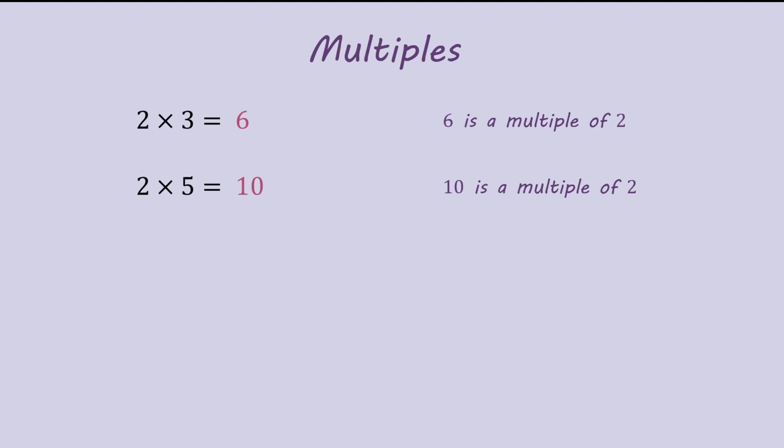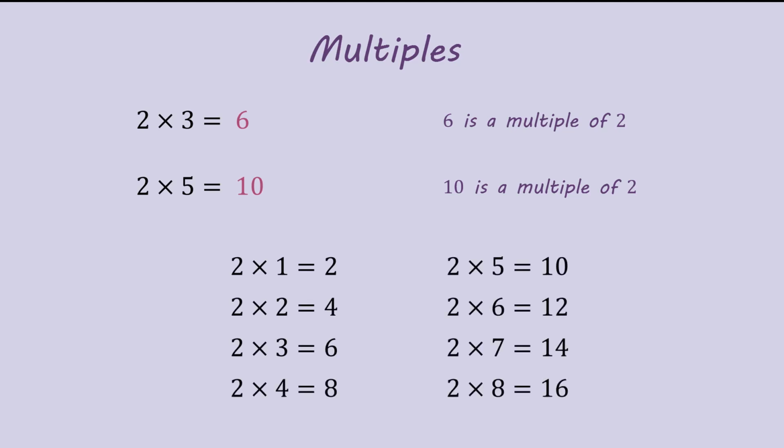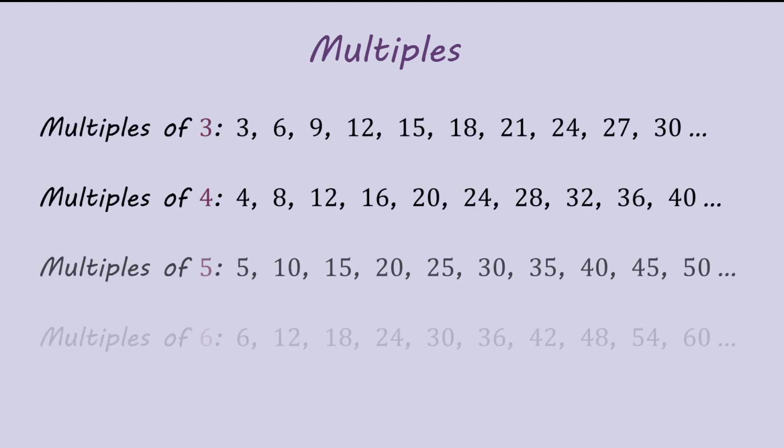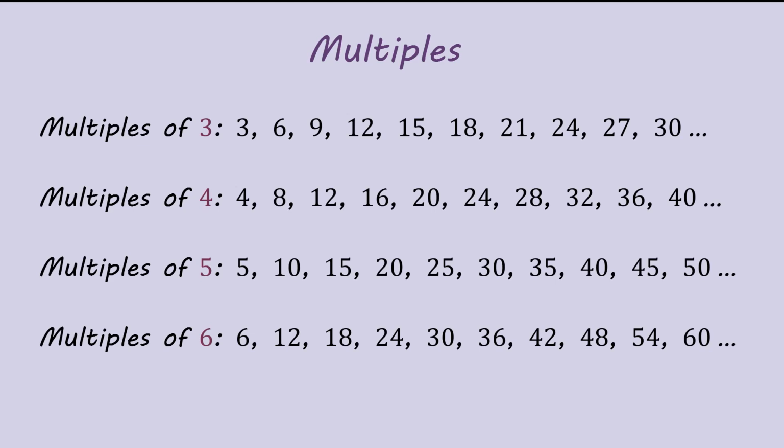To list all the multiples of 2, all we need to do is multiply 2 by whole numbers starting from 1. As you can see, the answers you get here, or the multiples, is just the 2 times tables. Therefore, we can find the multiples of any number just by looking at the times tables for that number. Here are the first few multiples of 3, 4, 5 and 6. Note that there are an infinite number of multiples for each number, because we can just keep multiplying by larger and larger numbers to get more multiples to infinity.